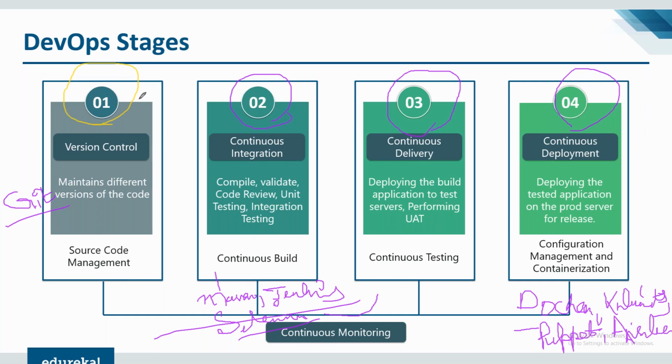So we have version control, continuous integration, continuous delivery, deployment, and at last we have continuous monitoring. For monitoring, the most popular tool out there is Nagios, which we can use to check the health status of the entire application, depending upon the interval that we have chosen.